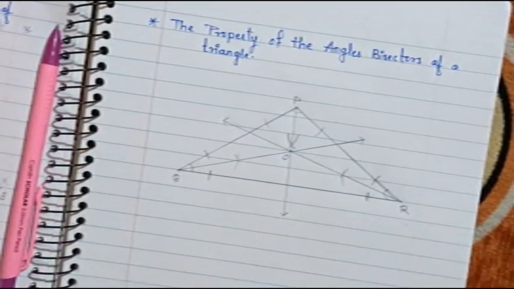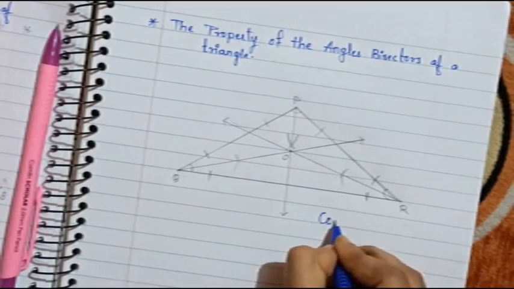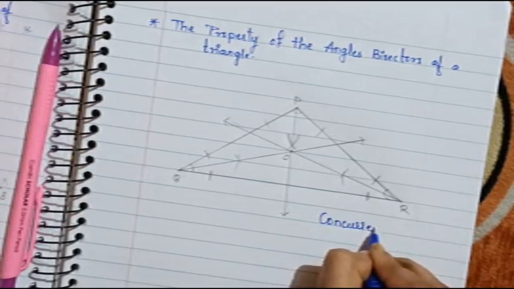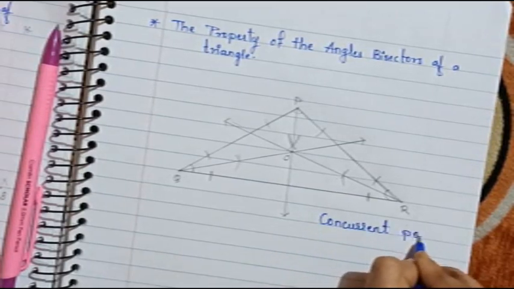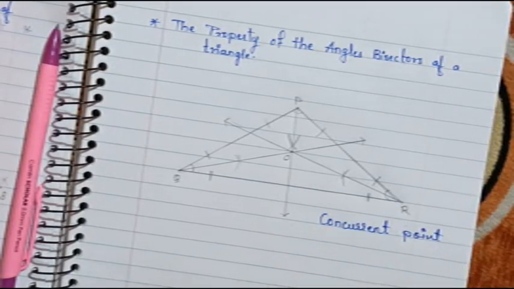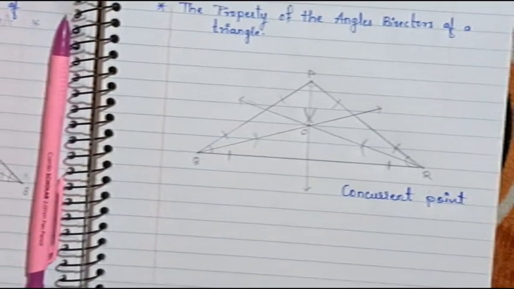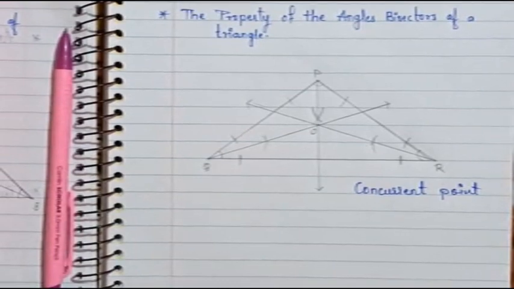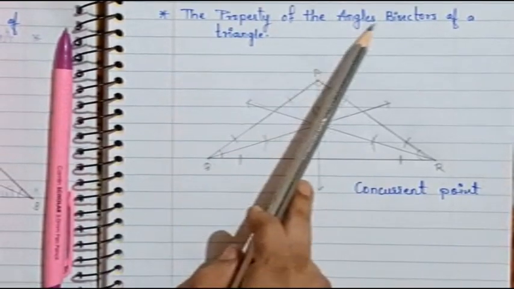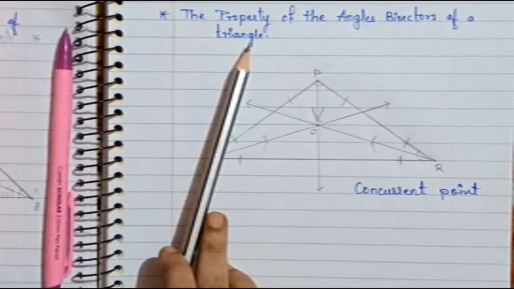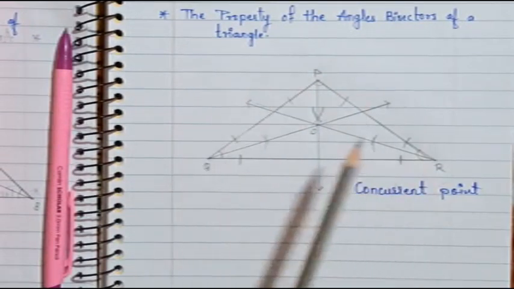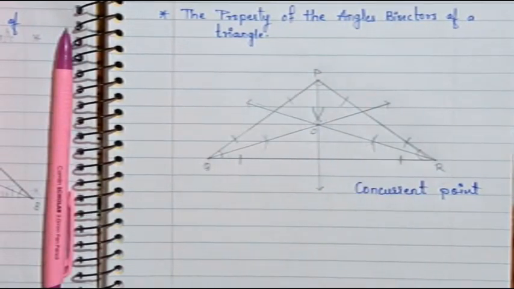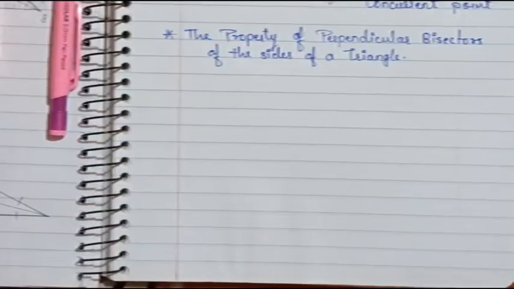Okay, that point is known as concurrent point. Is that clear, students? So that point is known as concurrent point. So, students, this is all about the property of the angle bisectors of a triangle. I hope that everybody has understood this part. Now let us proceed further to the next part.